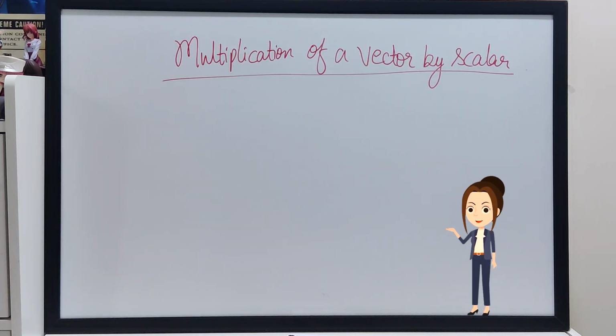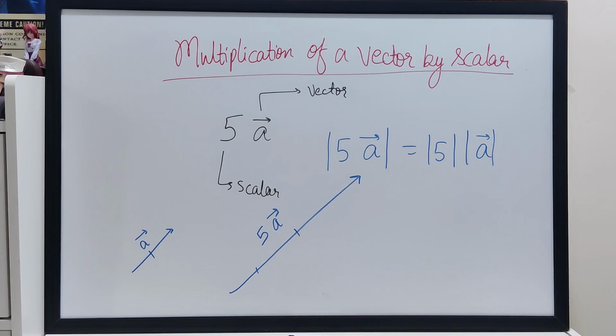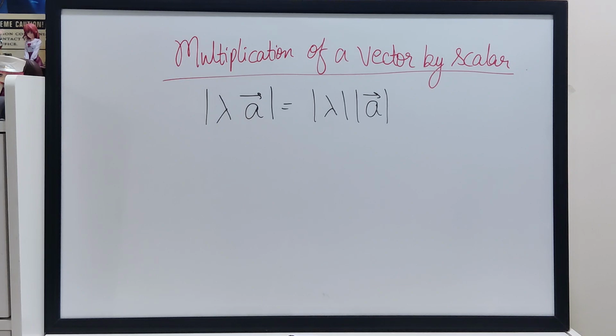Let's jump into multiplication of a vector by a scalar. If you multiply 5 to a vector A, it can be written as 5A, and this is also a vector. If I ask you to calculate the magnitude, if A was plotted as such, then after multiplying it 5 times, the length of the vector will increase. Now to generalize the equation, we are keeping the scalar as lambda. So modulus of lambda A will be equal to modulus of lambda times modulus of A.